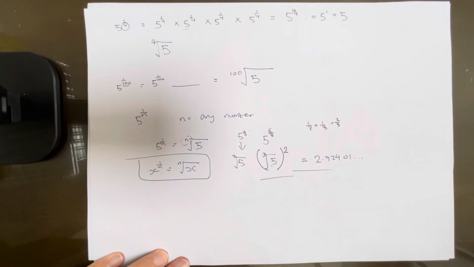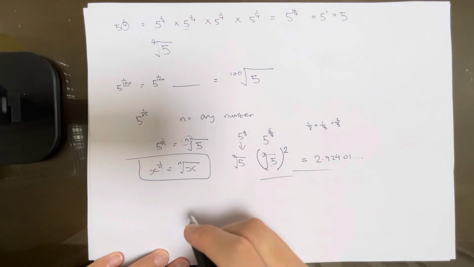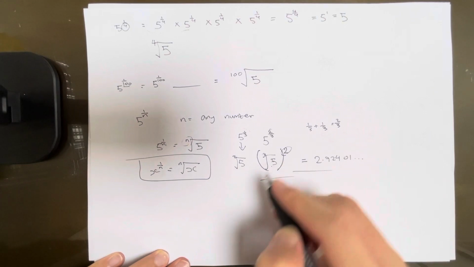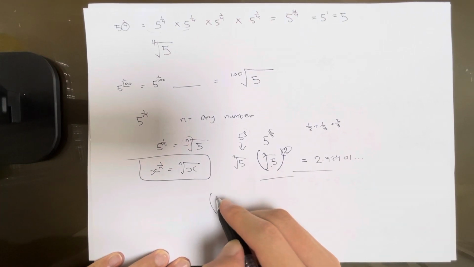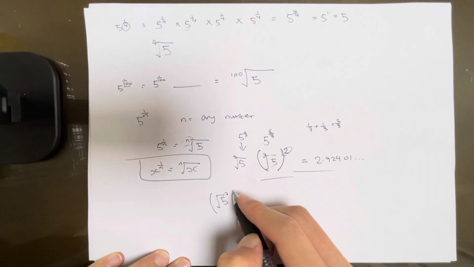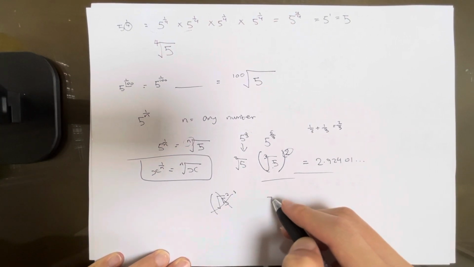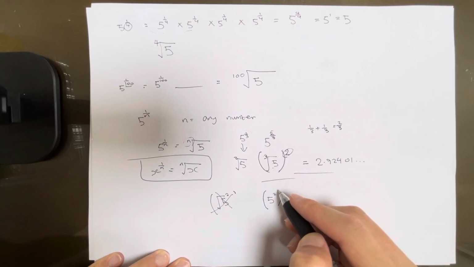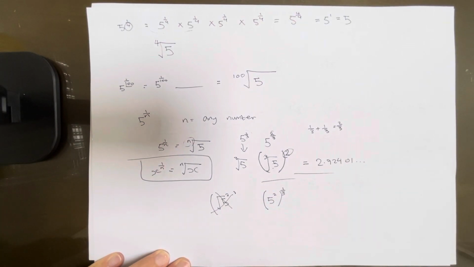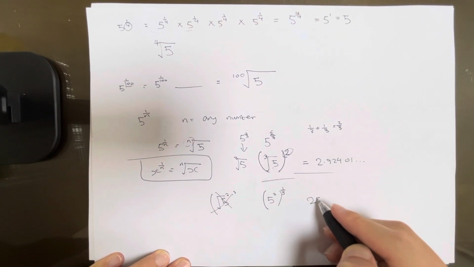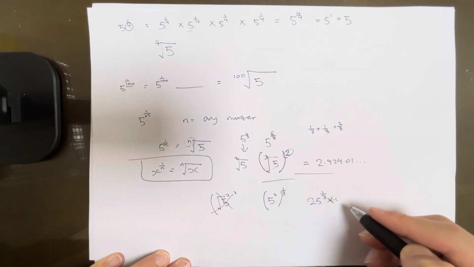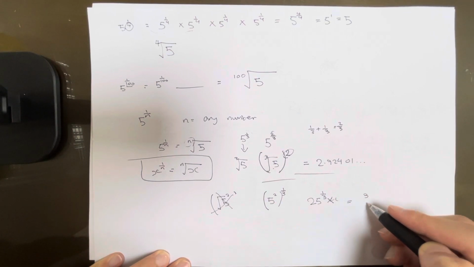There's an alternative method to think about this, though. Because we're squaring this, right? We have 2 sets of this cube root of 5. You could think of it like this. It's 5 squared, multiplied by a third. That would be 25 to the power of a third, which would be the cube root of 25, right?